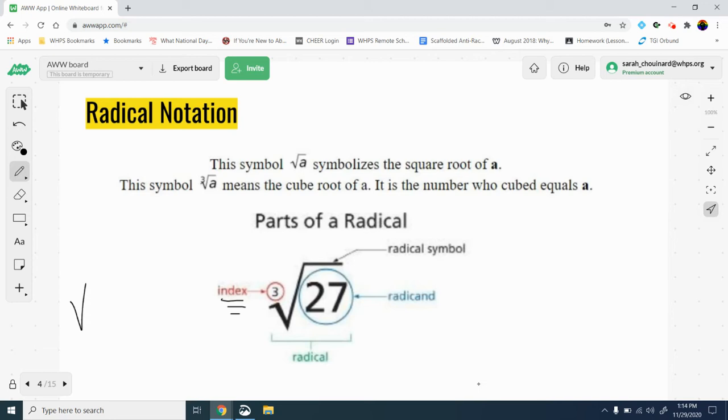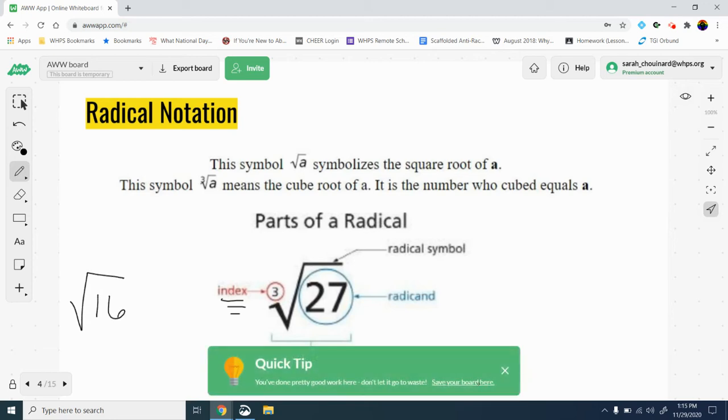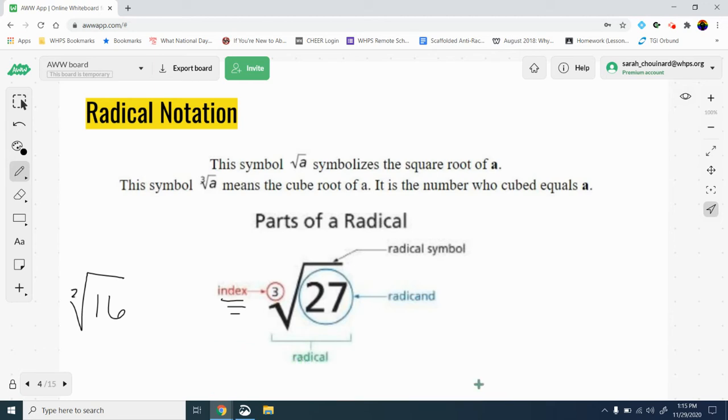When we have a square root, so like if we had the square root of 16, there's actually an invisible 2 as the index. We just don't normally write it, but we're looking for what number squared is 16 when we take the square root of 16. So the index really is 2.